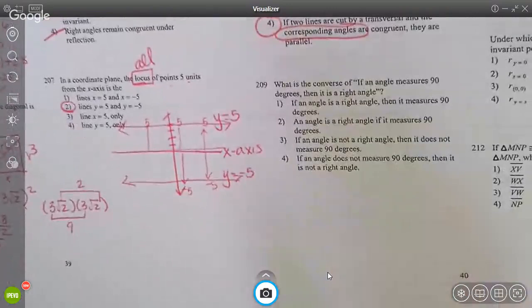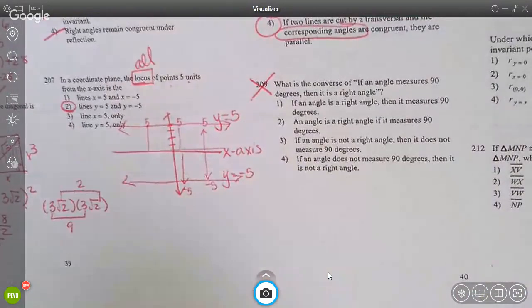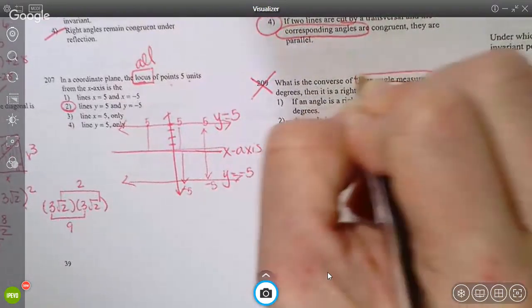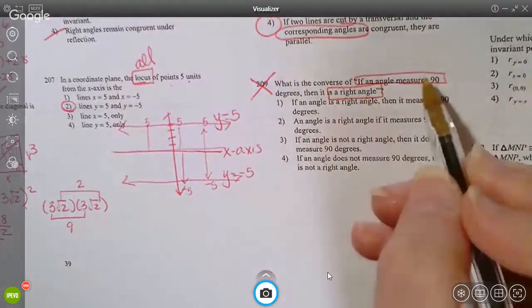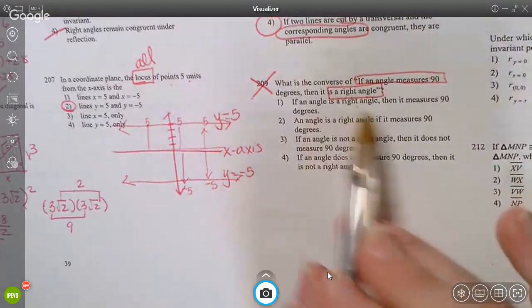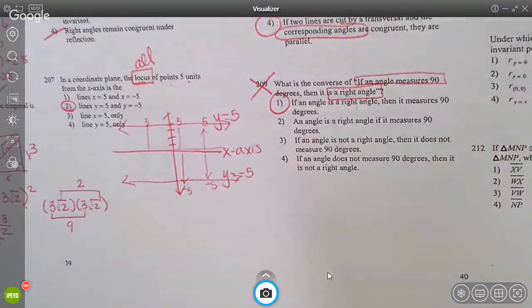Number 209. 209 will not be on your test. It deals with logic. All converse means is switch the order. So this is if an angle is 90 degrees, it's a right angle. All it means is the right angle comes first and the 90 degrees goes second. So if an angle is a right angle, then it measures 90 degrees. But you will definitely not have that on your test in Georgia.